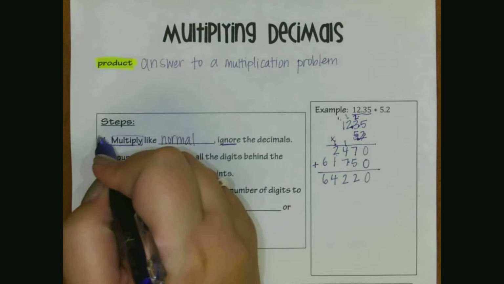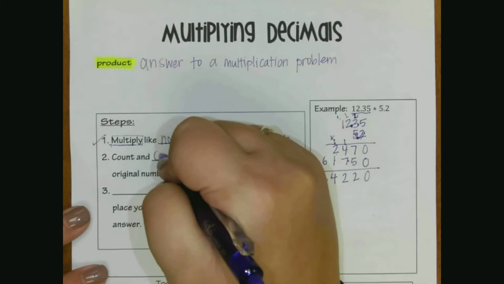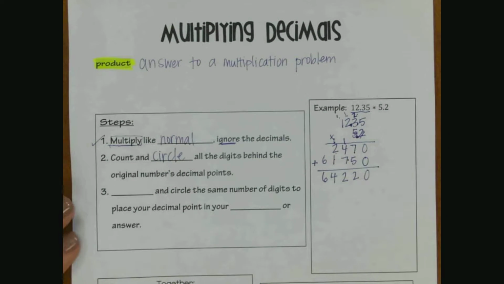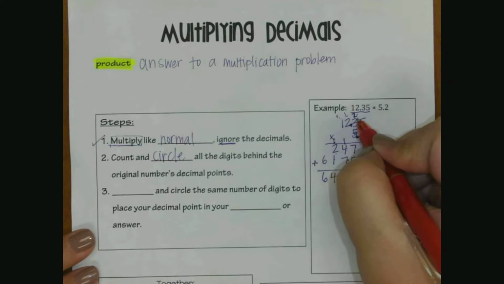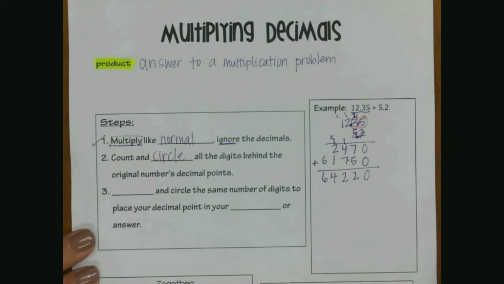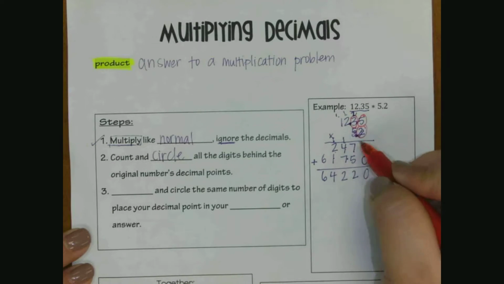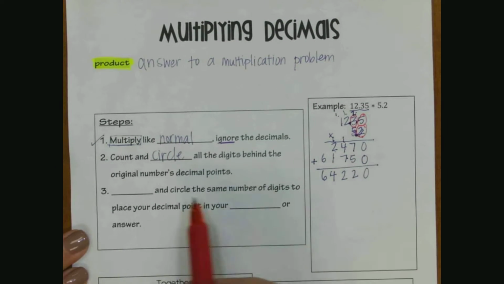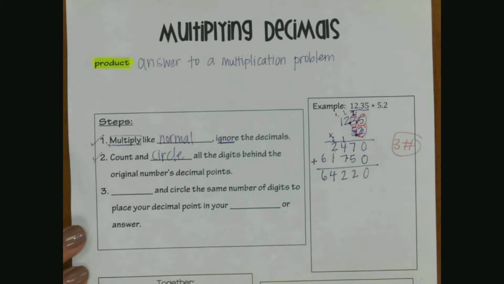Okay, so I multiply like normal. Check. The second step is to count and circle all the digits behind the original number's decimal points. So here's my original number up here. I'm going to see which ones are behind the decimal point. So here's my decimal point. This 3 is behind it, and this 5 is behind it. Here's my decimal point for my second number, and I only have this 1 that is behind the decimal. Okay, so I've got that. Check. There are 3 numbers that are behind the decimal point.